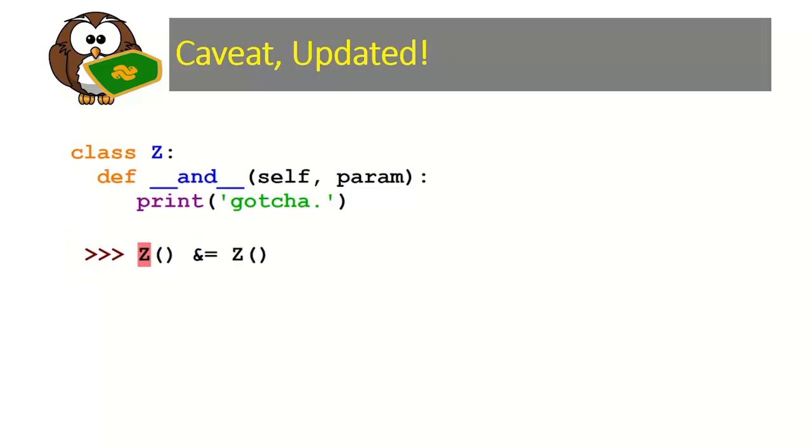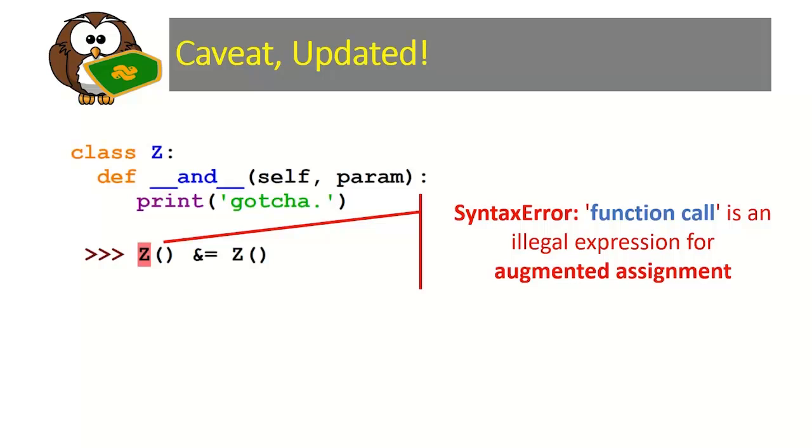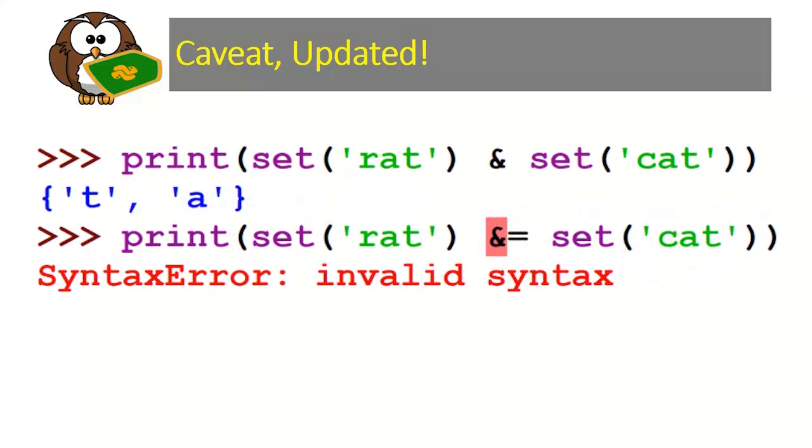However, if we're going to try to assign something by adding the equal sign to the anonymous or dynamic instance of z, we're going to have a problem because Python can't find an L value for the augmented assignment, so we can't execute the dunder and function call.